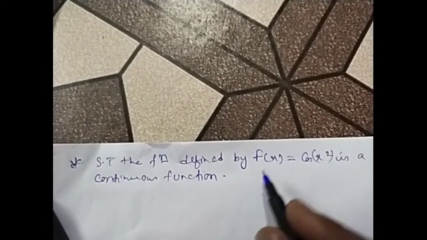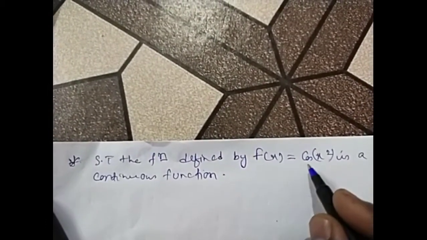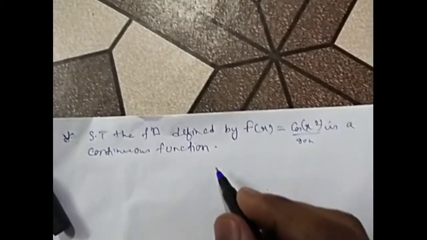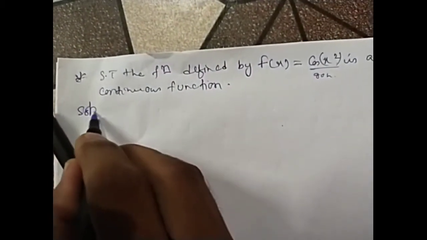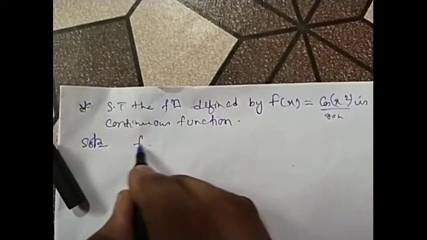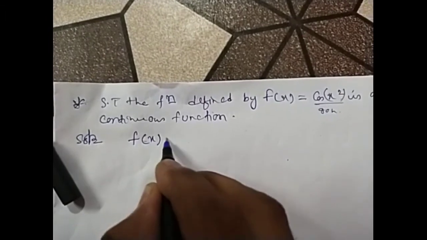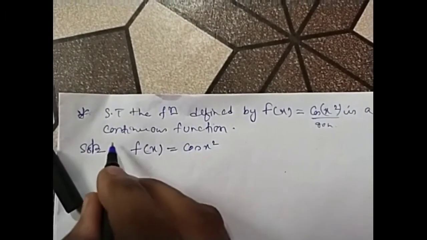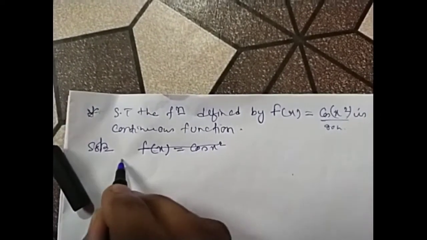So how will you do this? Because cos of x square is a composition of two functions. Previously we have learned composition of two functions. Okay, so let us start the solution. f(x) equal cos of x square. We will write like this.